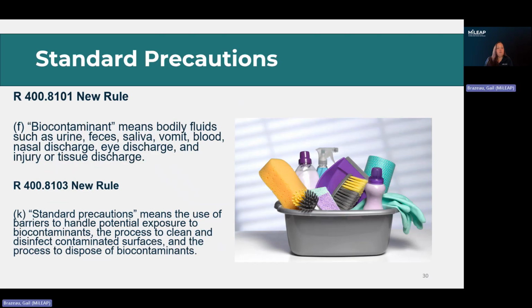Now looking at standard precautions, Rule 8101, Subrule F, biocontaminant, means bodily fluids such as urine, feces, saliva, vomit, blood, nasal discharge, eye discharge, and injury or tissue discharge. And Rule 8103, Subrule K, is a new rule, standard precautions, which means the use of barriers to handle potential exposure to biocontaminants, the process to clean and disinfect contaminated surfaces, and the process to dispose of biocontaminants.